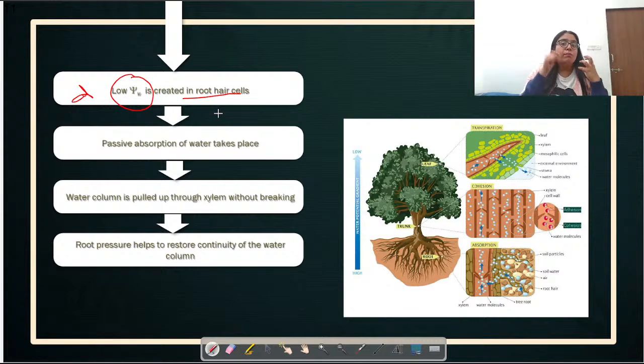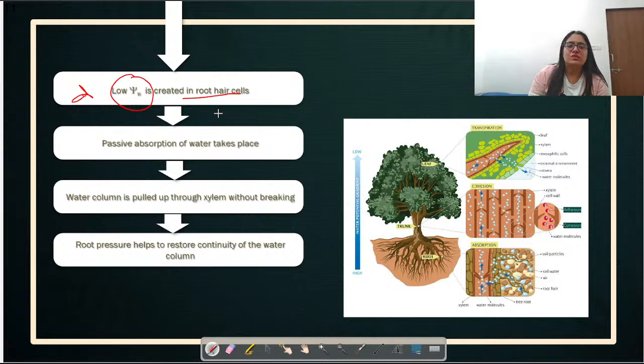So finally, because of the loss of the water from the surface of the leaf in the transpiration process, my dear students, there is a decrease in the water potential value of the water surrounding the root hair cells. So root hair cells develop a decrease in water potential.